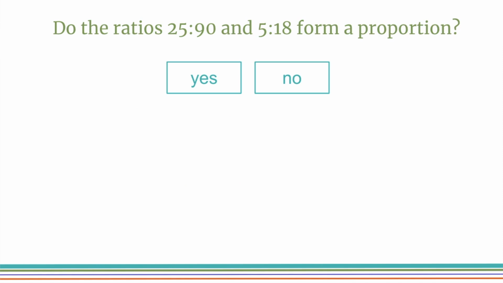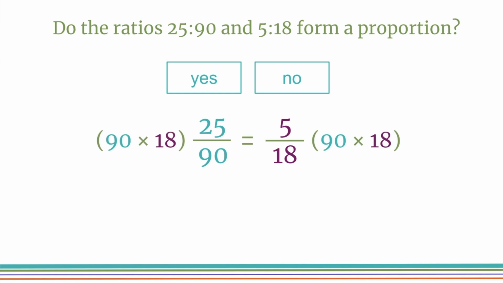Do the ratios 25 to 90 and 5 to 18 form a proportion? Let's check to see if 25 over 90 is equal to 5 over 18. To eliminate both 90 and 18 from the denominators, let's multiply both sides of the equation by 90 times 18. The 90s cancel each other out on the left side, and the 18s cancel each other out on the right side. We're left with 25 times 18 equals 90 times 5.